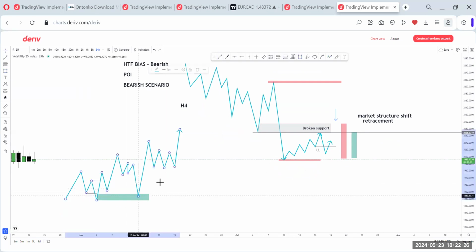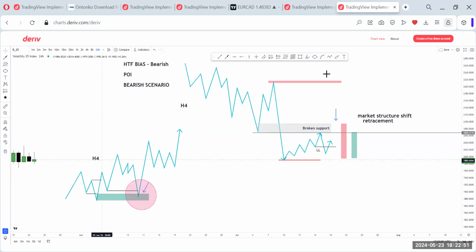And let's say price just gave you that. This was just liquidity. Price swept that liquidity and tapped into the demand zone. Once price taps into the demand zone at this point, that is when you switch to your lower time frame. As soon as price touches the zone here, you go to a lower time frame.